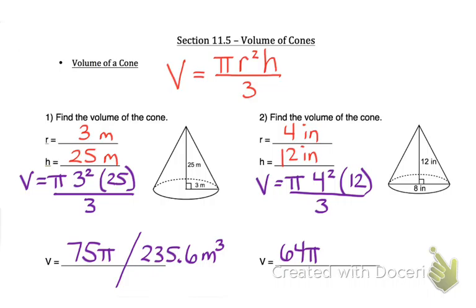Now if I multiply the pi in the calculator, 64 times pi, I get a decimal of 201.1, rounding to the tenths place. And then my units for both of these are going to be inches cubed.